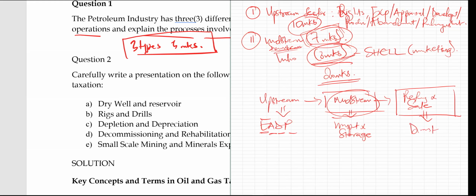So this is where you look at what? The Shell, the Total. You look at the transport companies, and then here you look at the Cosmos, the Tallow, and those. So this one can get your full 20.